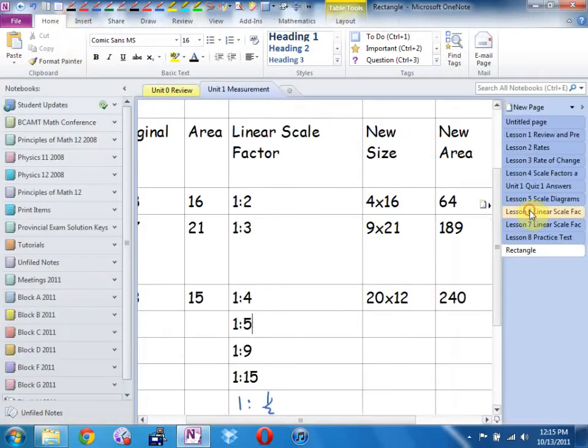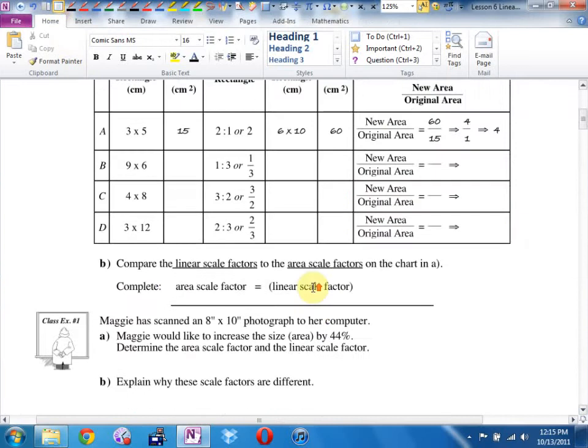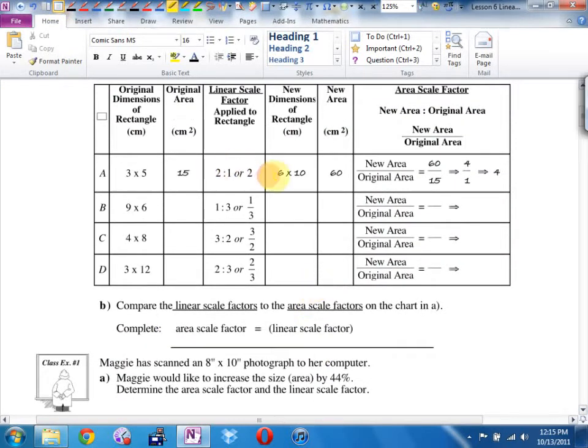2 to 1, or a scale factor of 2, a linear scale factor. 6 by 10 becomes 60. The new area divided by the original area is 4 over 1, scale factor of 4. Are you ready? 9 by 6. First of all, what's the area of a 9 by 6 rectangle? You guys know the 9 times table trick with your hands, right? Some of you shaking your heads? Oh, man. Got to pause the video again. So, 54.